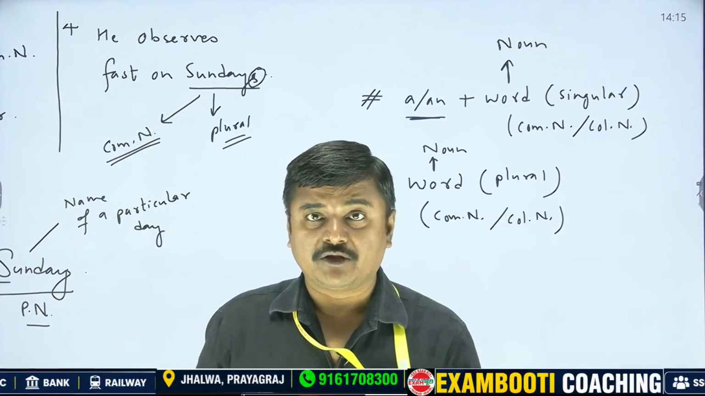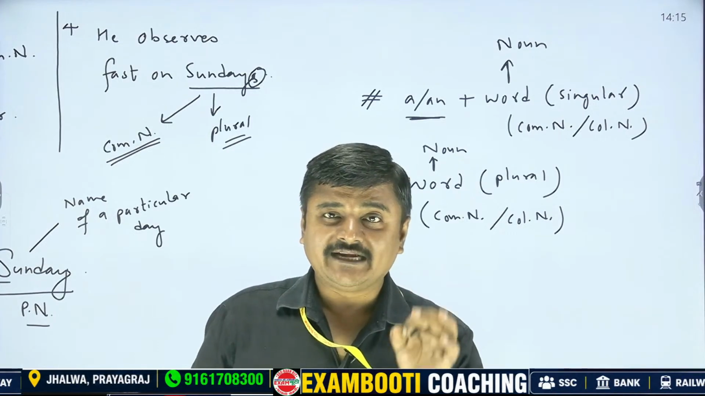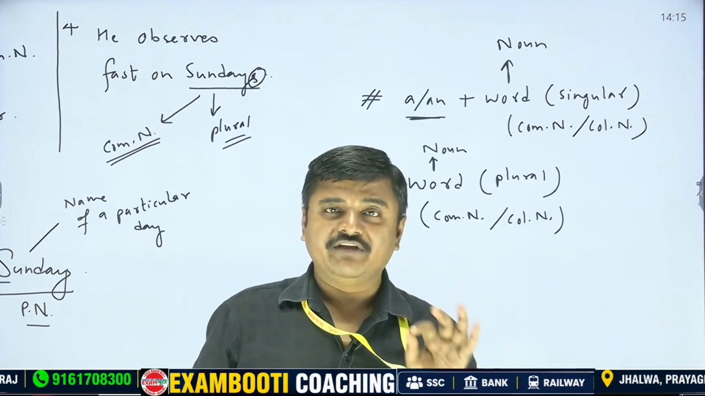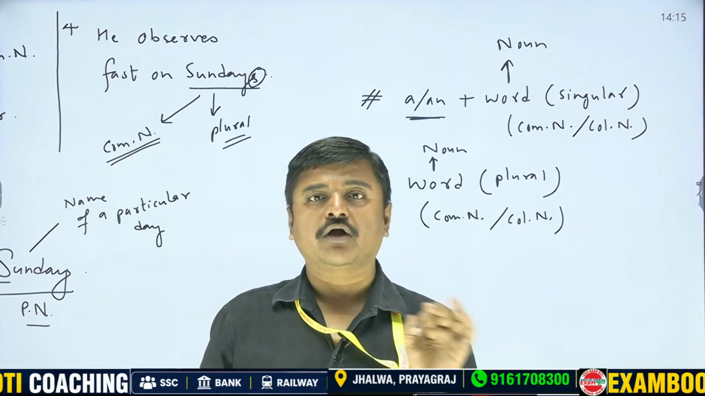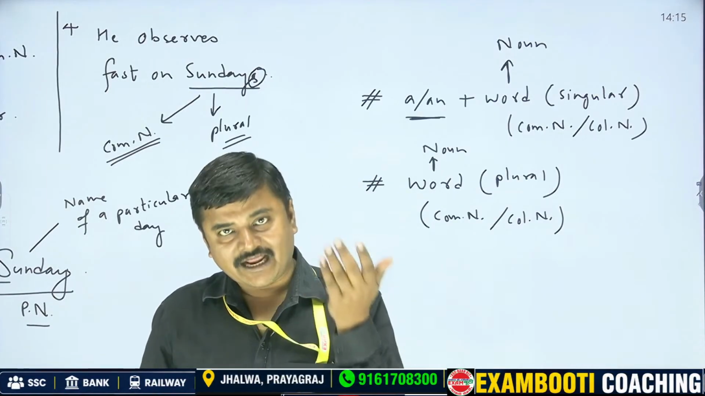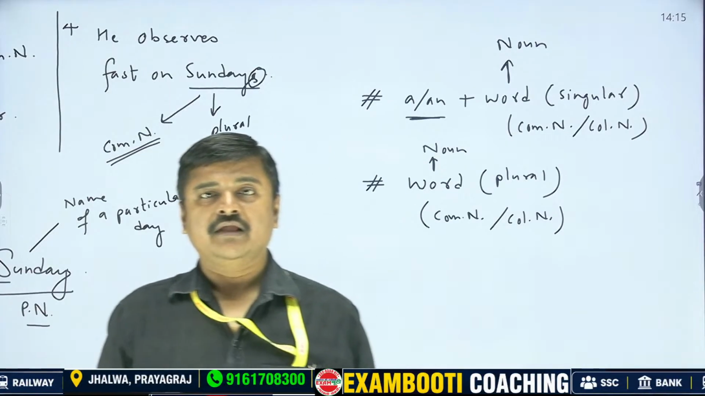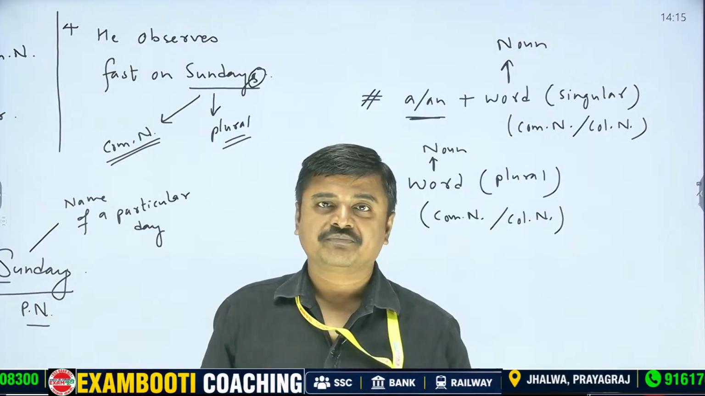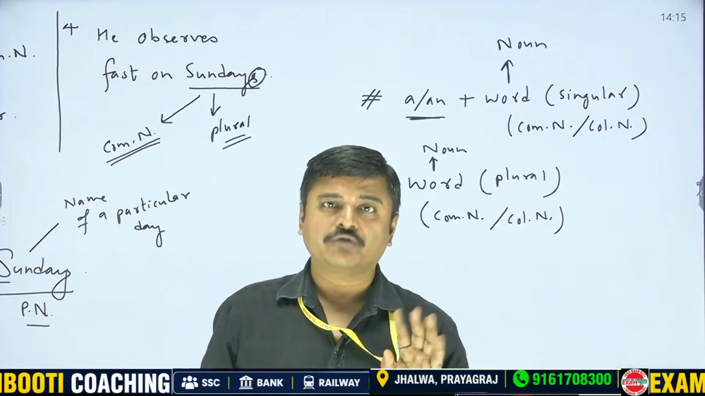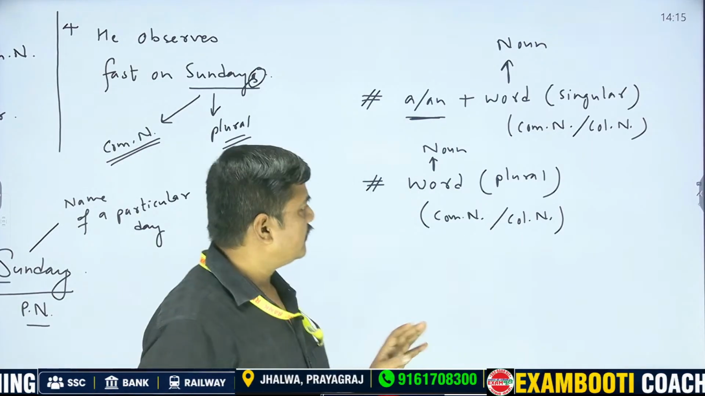Because we cannot write a or an before a proper noun. We cannot write a or an before a material noun. We cannot write a or an before an abstract noun. A or an is used only before two nouns, common noun and collective noun, when they are singular in form.